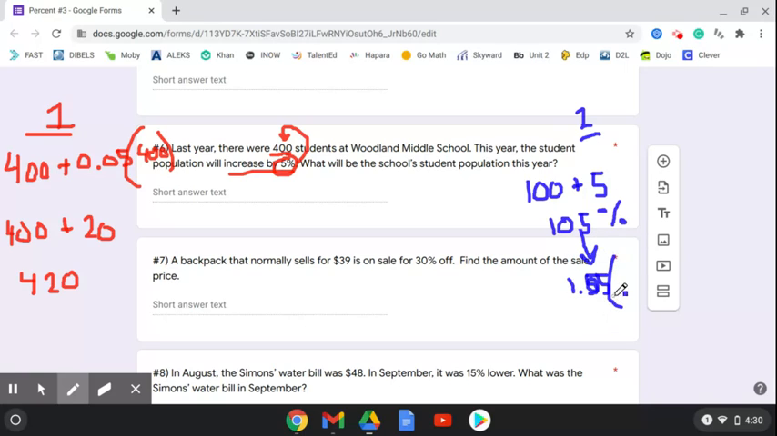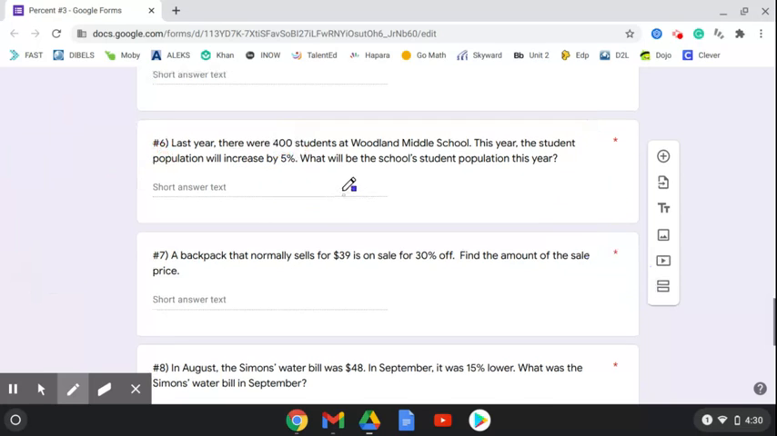So 1.05 times the original amount of 400 would give me the amount of students this year. 1.05 times 400 is 420 students. Okay, so put 420 students. That would represent a 5% increase.